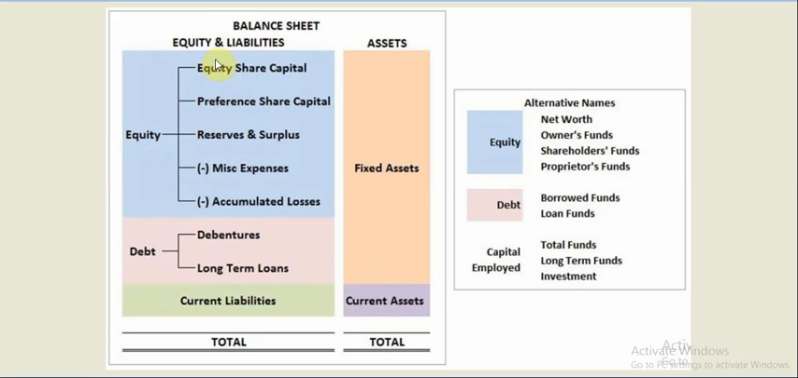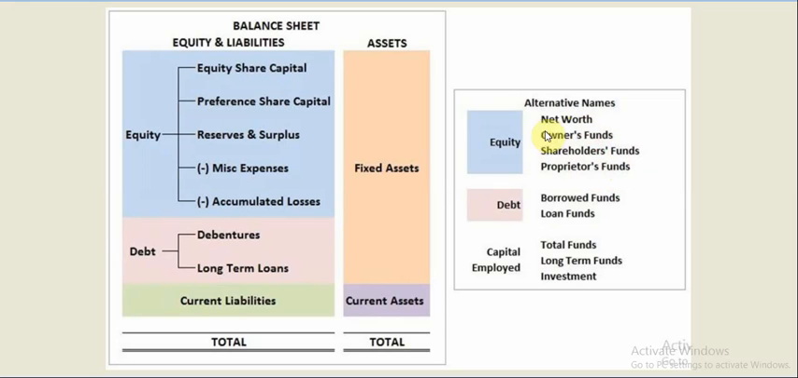Now we saw how to calculate equity, and we also saw the different components in equity. Equity has alternative names. So we will see what other alternative names there are for equity. We can also call equity net worth, owners funds, shareholders funds and proprietors funds. See, owners funds, shareholders funds and proprietors funds, it is obvious, does not require much explanation.